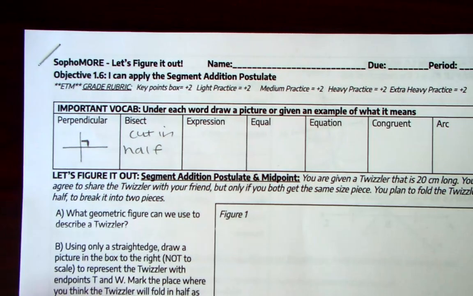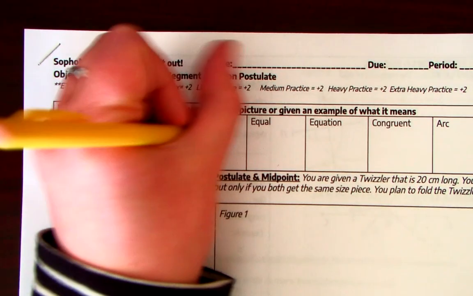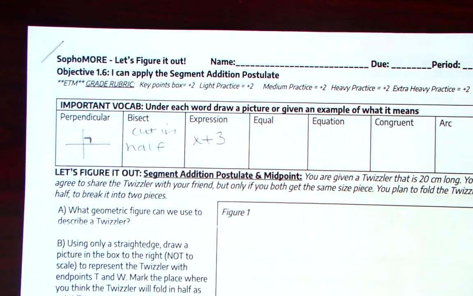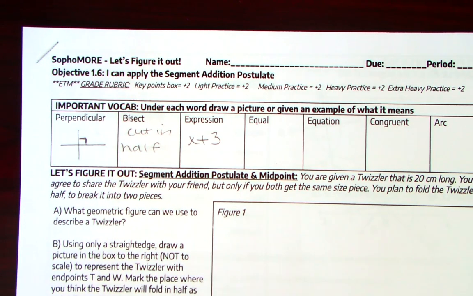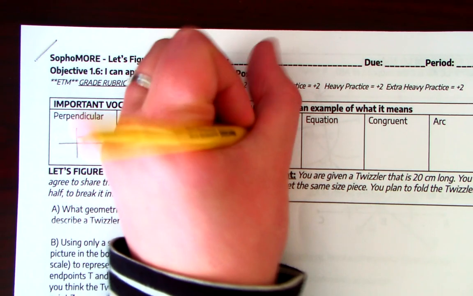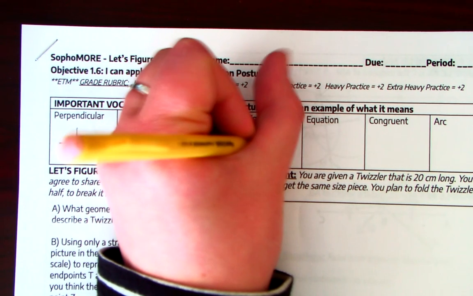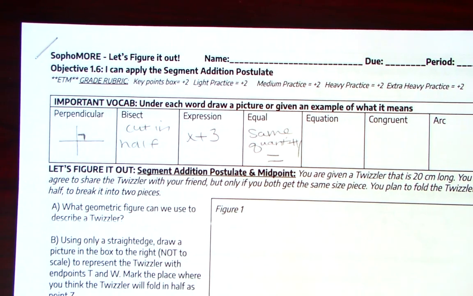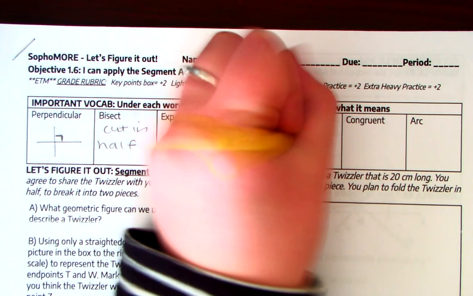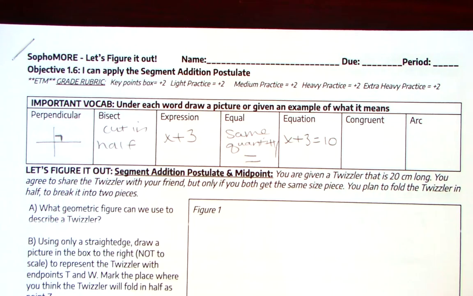Expression is just like math language. So let's say like x plus 3, right? We're just using numbers and mathematical symbols to express a value. Equal is when we talk about the same quantity. Use the equal sign there. Equation is when we have an expression that's equal to a certain value, like so, x plus 3 being equal to 10.